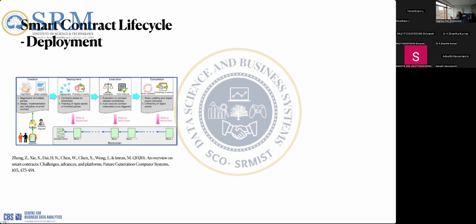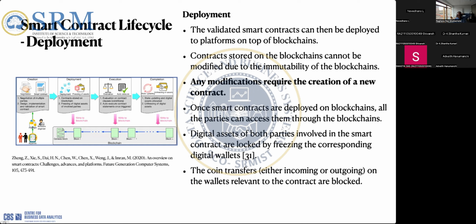And one more thing is here we will have digital wallets. Again, I will discuss digital wallets a bit later. So the parties can be identified by the digital wallets because they are also involved in creating the smart contracts.